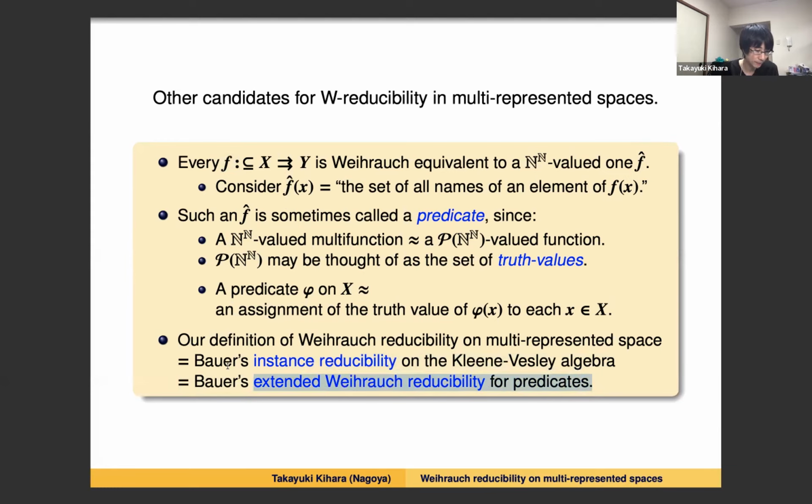Actually, Andrej Bauer introduced a more general concept which he called instance reducibility, and extended Weihrauch reducibility is a special case. Andrej Bauer's definition looks quite different from our game-like definition at first glance, but a closer look reveals that they are in agreement. So our definition agrees with Andrej Bauer's definition, one of the three definitions of Weihrauch reducibility on multi-represented spaces. Now let's also take a moment to discuss the other two definitions by Schroeder.